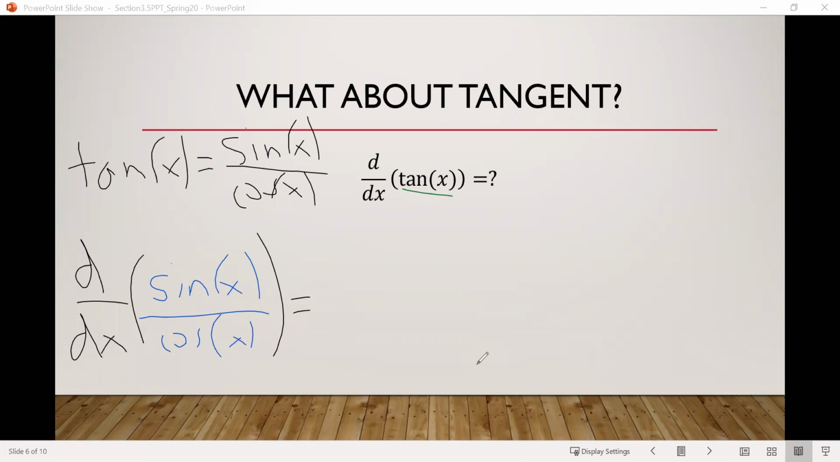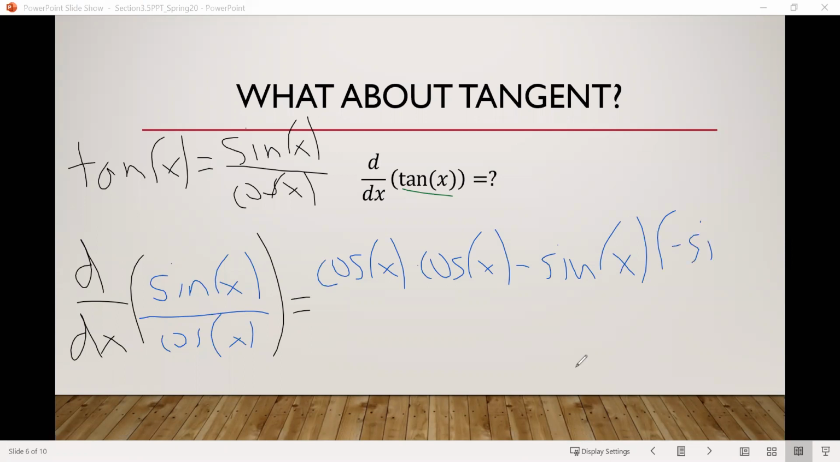And notice what we have now is two functions being divided, right? We have sine over cosine. How do we deal with that? Well, luckily in our back pockets from section 3.3, we have the quotient rule, right? So the quotient rule tells us that this derivative should be the bottom, which is cosine, times the derivative of the top, so derivative of sine is cosine, minus the top, which is sine, times the derivative of the bottom, so derivative of cosine we just saw is negative sine, all divided by the denominator, or the bottom, cosine of x squared, right?